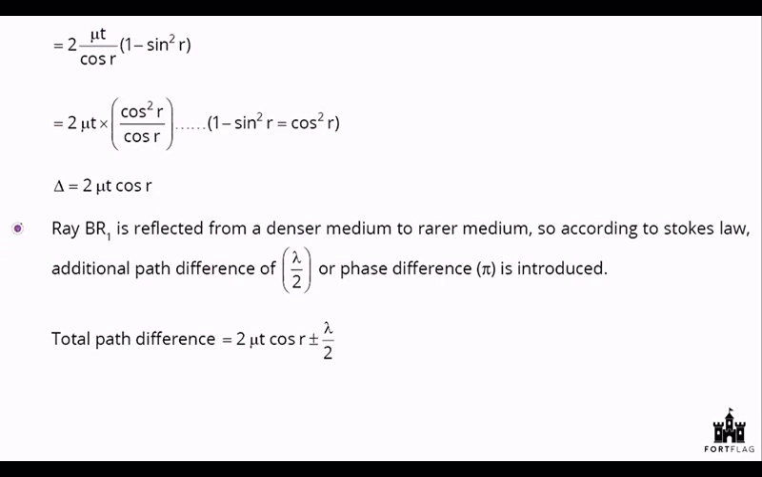And for the reflective system, since it is reflected from a denser medium, from Stokes' law we have to add a path difference of lambda by 2. So the total path difference becomes 2 mu t cosine r plus or minus lambda by 2. And then for constructive interference, this path difference should be an integral multiple of the wavelength.